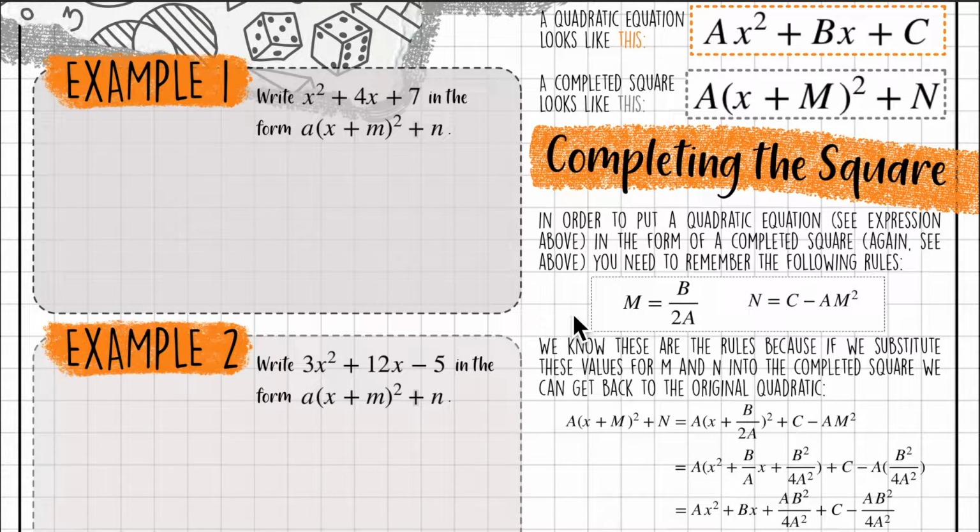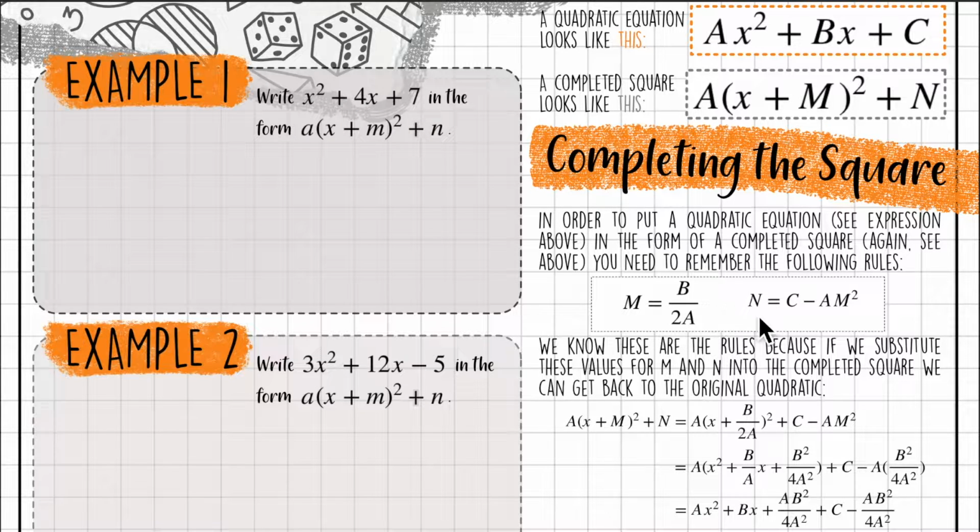This number here will always go here in the completed square form. The first proper rule is M is equal to B over 2A. So in this rule here, M is this M here, B is this B here, and then A is this A here. So M is equal to B divided by 2 times by A.